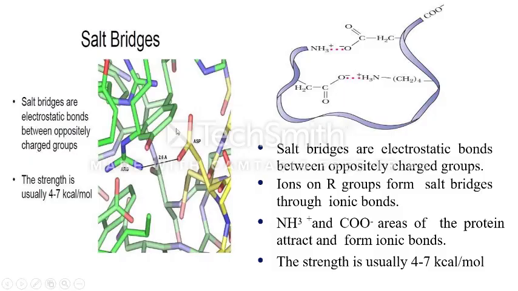And there are some salt bridges also. Salt bridges are electrostatic bonds between oppositely charged groups, negative and positive charged groups. The strength is usually 4 to 7 kilocalories per mole. You can see here the salt bridges between the protonated amine and the negatively charged carboxylate part. So these are basically salt bridges, that is the electrostatic bond between the oppositely charged species.